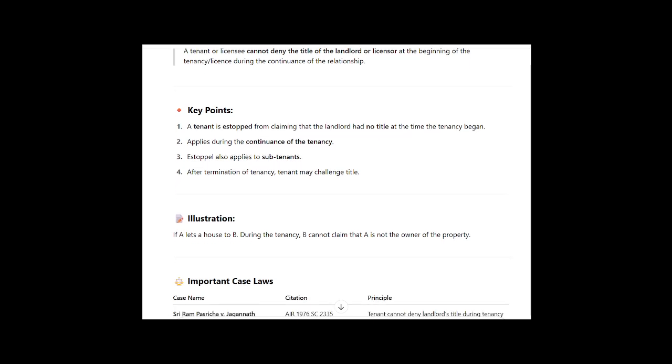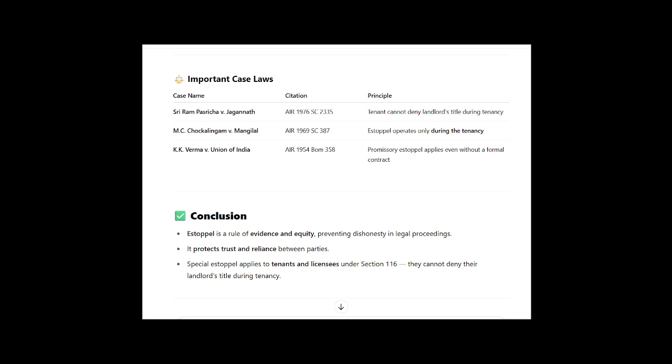Important case laws. Case name, citation, principle. Shri Ram Pasricha, AIR 1976 SC 3335. Tenant cannot deny landlord's title during tenancy. M.C. Chockalingam v. Manickavasagam, AIR 1969 SC 387. Estoppel operates only during the tenancy. AIR 1954 358. Promissory estoppel applies even without a formal contract.